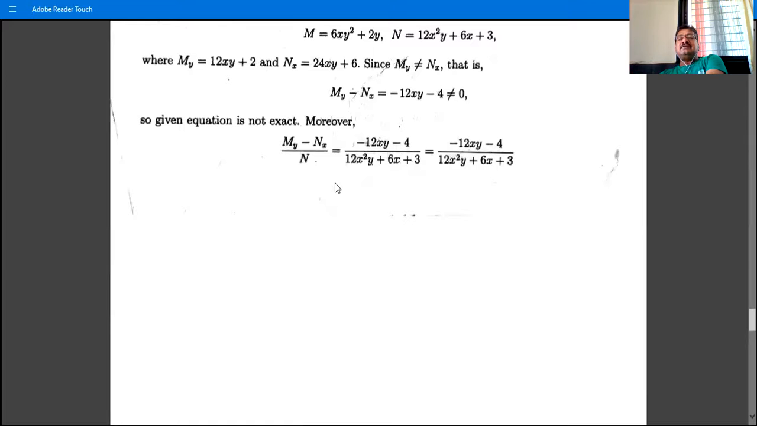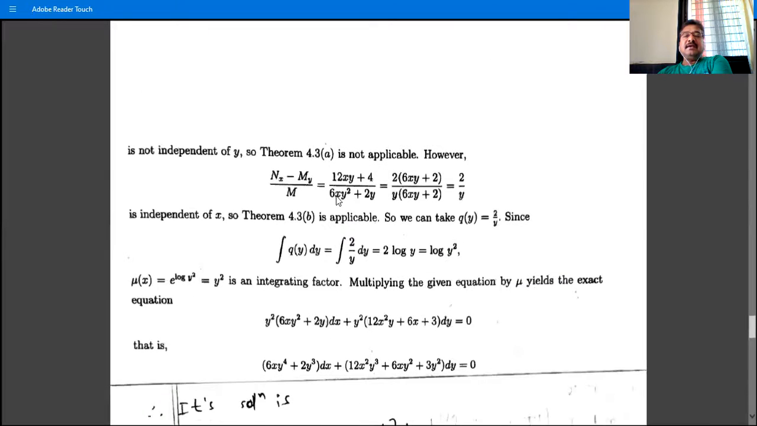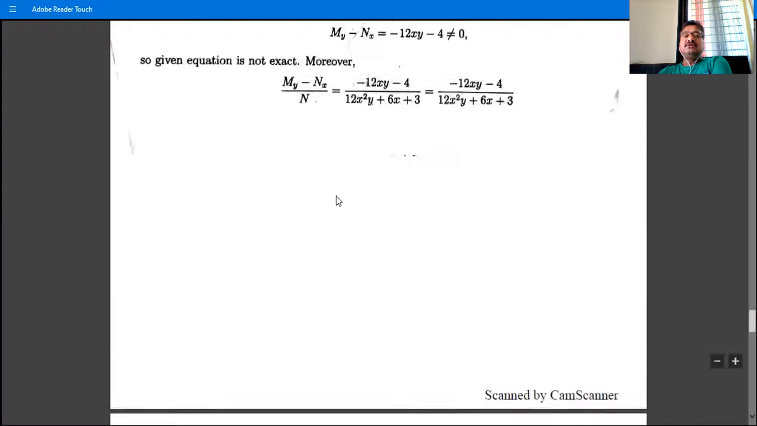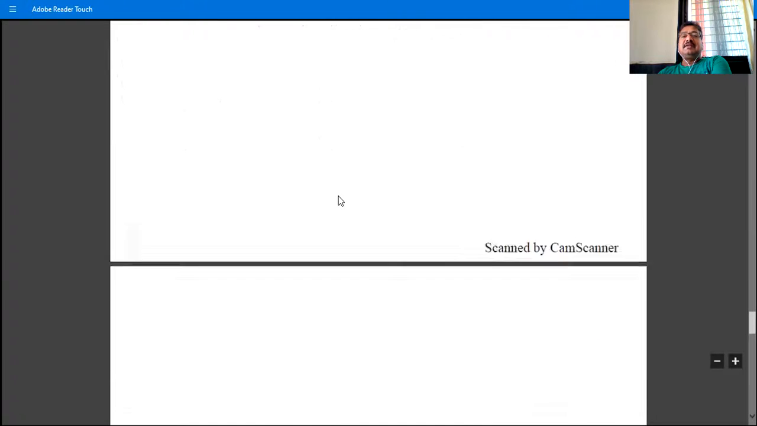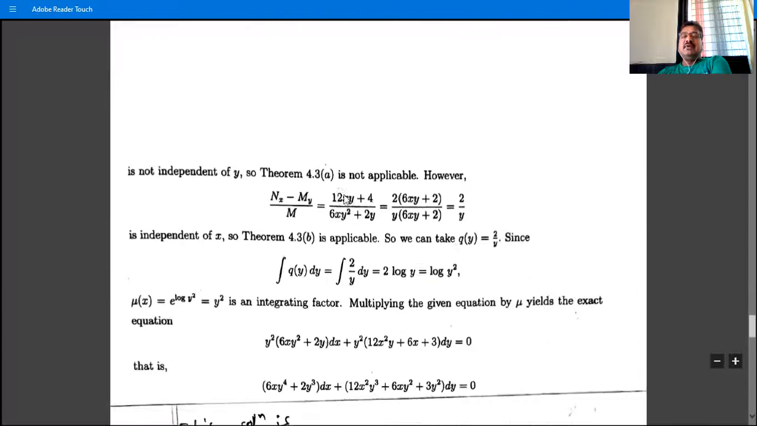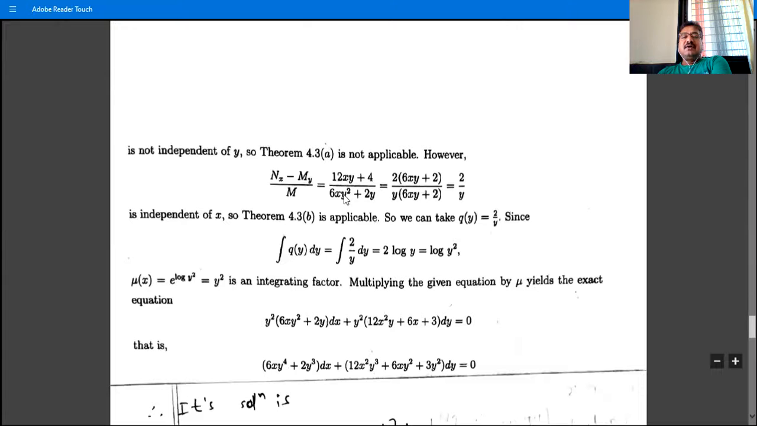So in that case, how can we find the integrating factor? We can find the integrating factor by some other rule, because there are in all 6 methods. So not only these 2 methods obtain the integrating factor. There are in all 6 methods. So we have to choose the appropriate method out of the 6 methods. So this is applicable now.